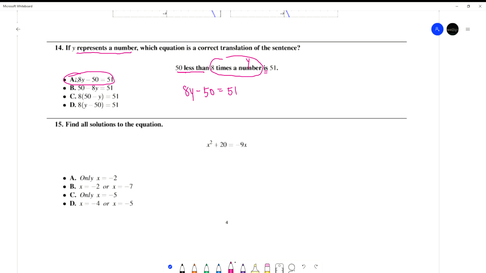So remember, the subtract from, less than, right? Something less than. Those are always after. It's not before.